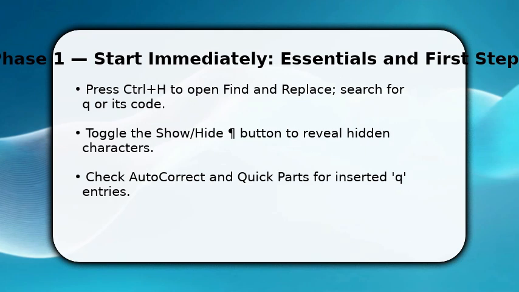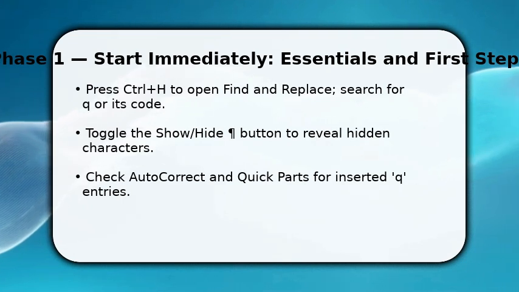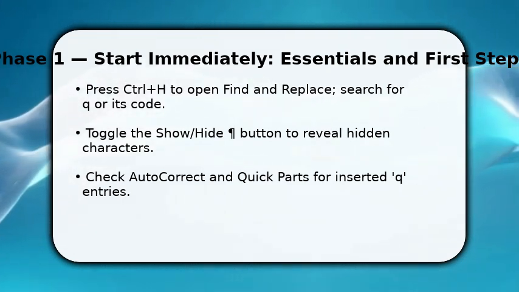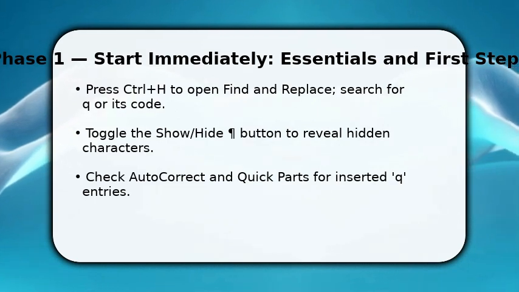Then open Autocorrect and Quick Parts. Sometimes a saved entry inserts a stray Q. You want to identify whether it is plain text, a formatting mark, or an autocorrect/quick part insertion, so you know which removal method to use next.